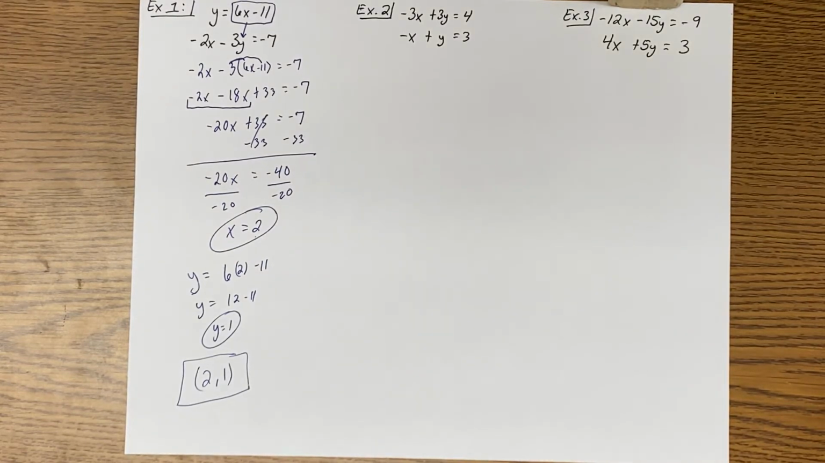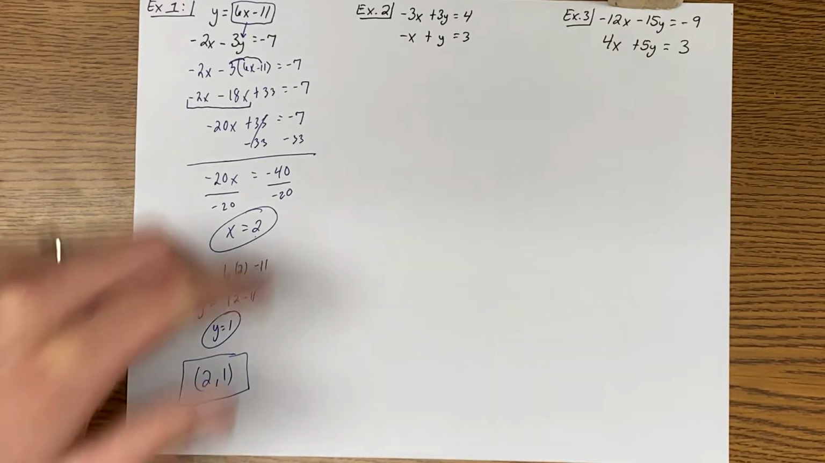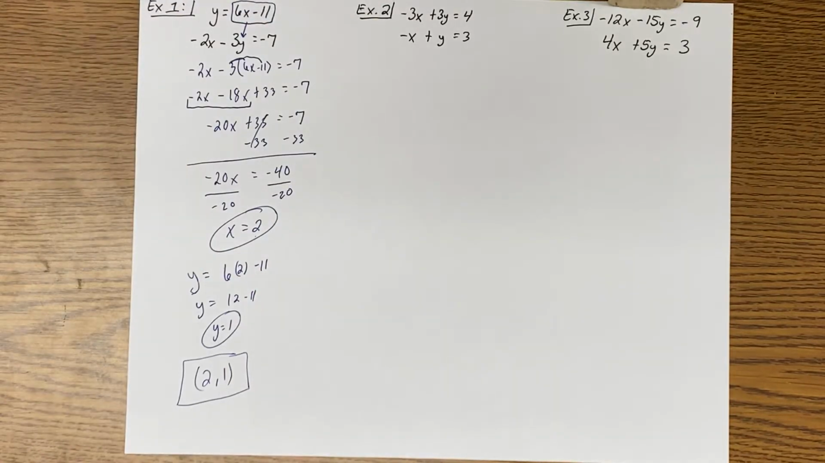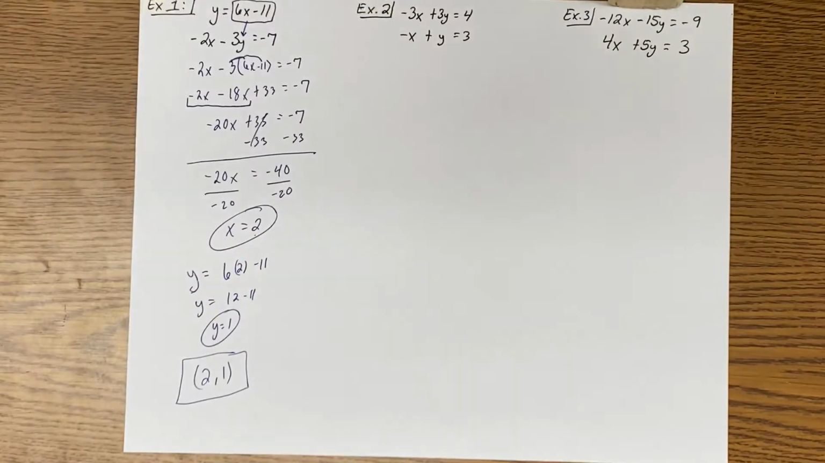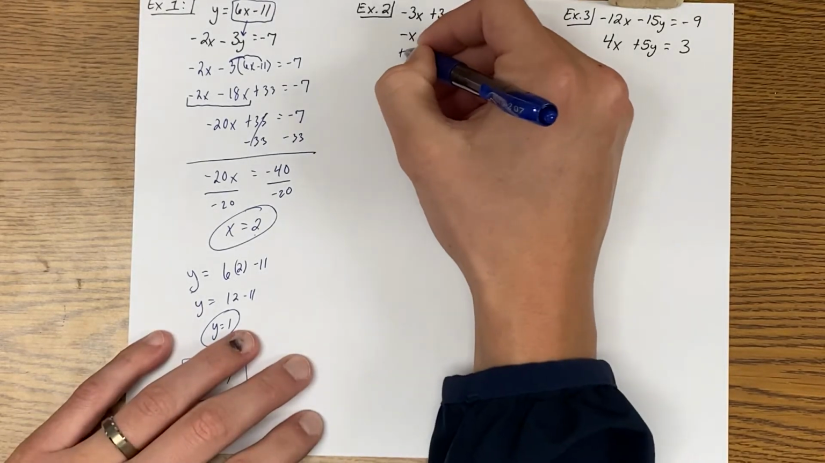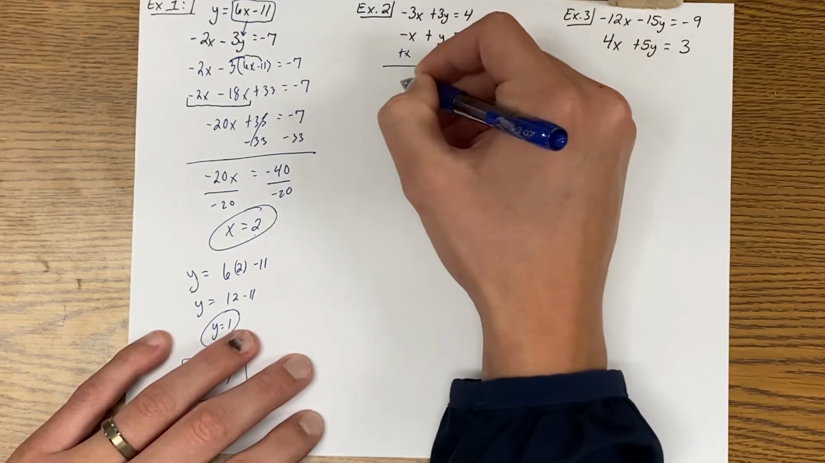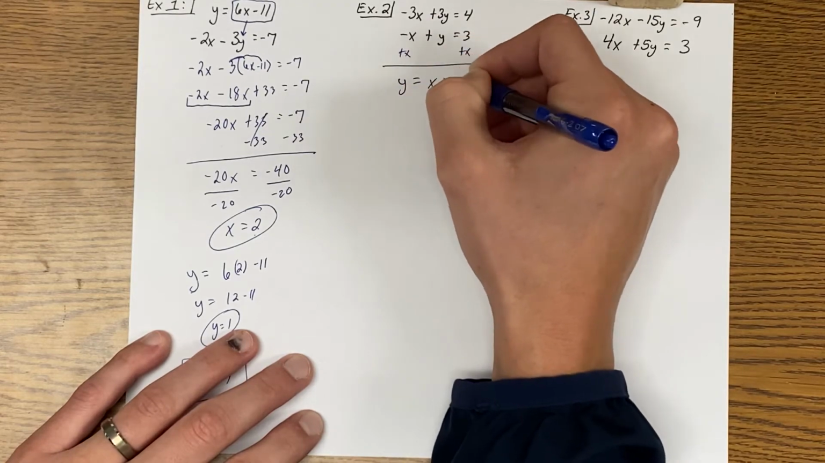Example number 2, we have negative 3x plus 3y equals 4, and negative x plus y equals 3. So unlike example 1, we don't have one of our equations that's already solved for one of the variables. So we're going to choose one and solve it for one of the variables. I'm going to choose the second one because I don't have to deal with the coefficients of 3 in the first equation. I'm going to solve for y because all I have to do here is add x to both sides, and I get y equals x plus 3.